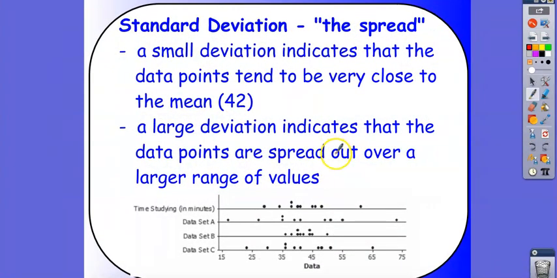In your notes, it tells you exactly how to derive a standard deviation, and you can look at that. But like I said, I'm not interested in this lesson in having you exactly determine the standard deviation. I want you to be able to interpret it. Another way to think about it is that a small deviation indicates the data points tend to be very close together. That would be small. A large deviation, here's a really big one, indicates that the data points are spread out over a larger range of values.